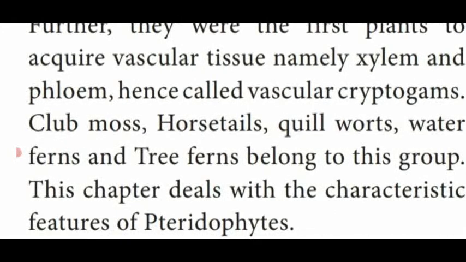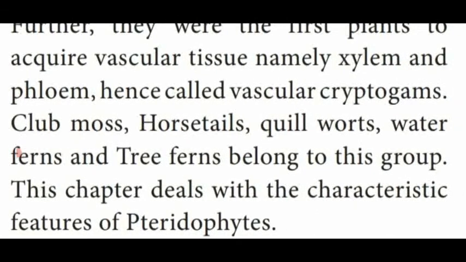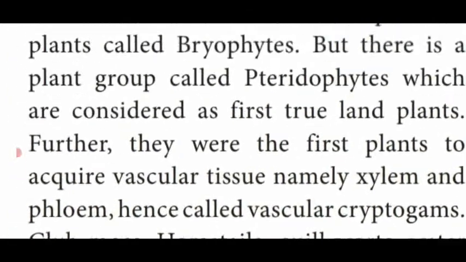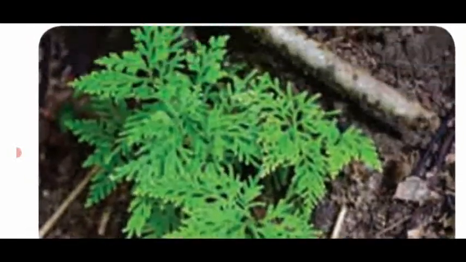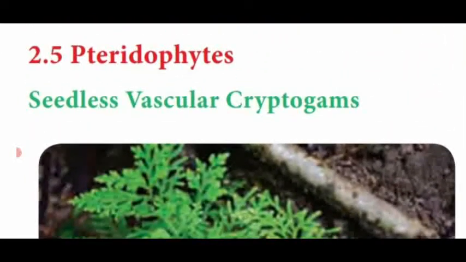Some examples of the vascular cryptogams are club moss, horse tails. That means the plant body looks like a horse tail. Then quillworts, water ferns and tree ferns are the different plants belonging to these pteridophytic groups. So this is the introductory part of Pteridophyte, or seedless vascular cryptogams.